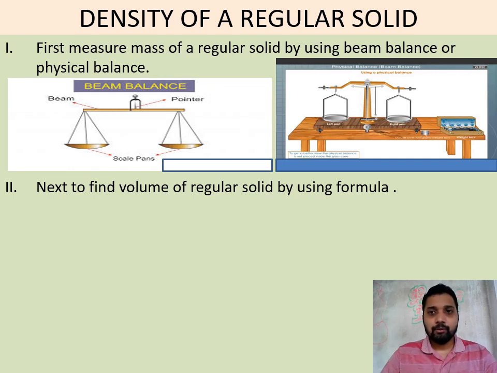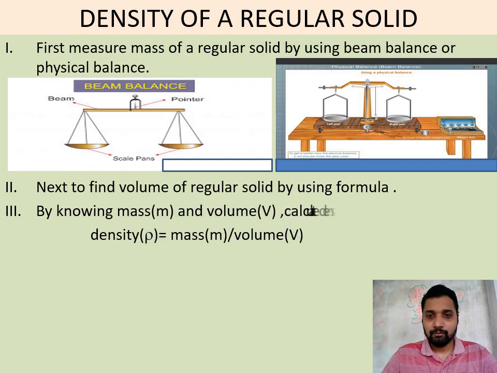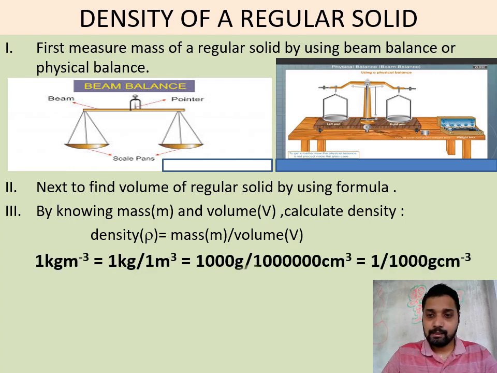So first, we get the mass by using a physical balance, beam balance or electronic weighing machine. Second, we get the volume by using the formula. Third, we calculate the density by taking the ratio of mass and volume. Mass by volume gives the density of a regular solid. But when we come to an irregular solid, it changes, because in the irregular solid case we cannot use a formula.